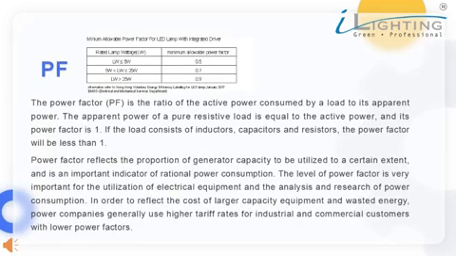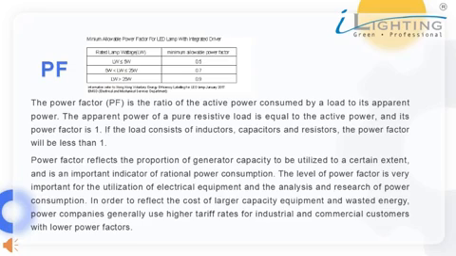PF. The power factor, PF, is the ratio of the active power consumed by a load to its apparent power. The apparent power of a pure resistive load is equal to the active power, and its power factor is 1. If the load consists of inductors, capacitors, and resistors, the power factor will be less than 1. Power factor reflects the proportion of generator capacity to be utilized to a certain extent and is an important indicator of rational power consumption. The level of power factor is very important for the utilization of electrical equipment and the analysis and research of power consumption.